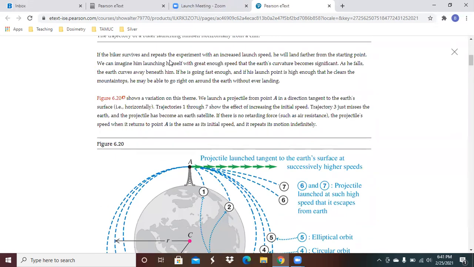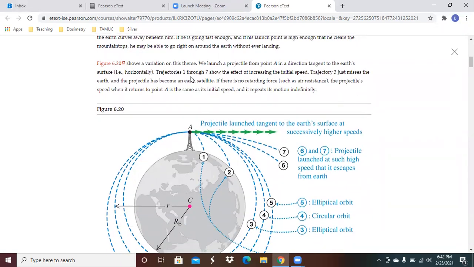If the biker survives and repeats the experiment with an increased launch speed, he's going to land further away from the starting point. That makes sense. So if he does it again and again, each time increasing the speed, with a great enough speed the Earth's curvature becomes significant, and as he falls, the Earth curves away beneath him. If he goes fast enough, and if his launch point is high enough that he clears the mountaintops, he might actually be able to go right on around the Earth without ever landing, which is kind of neat.